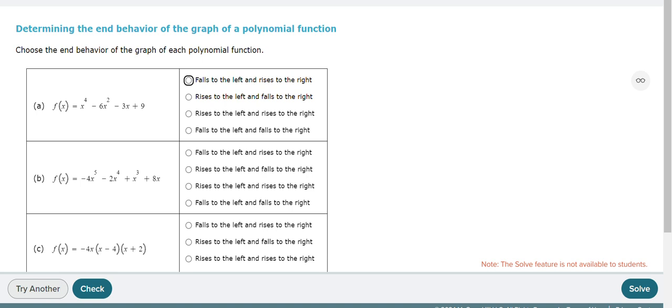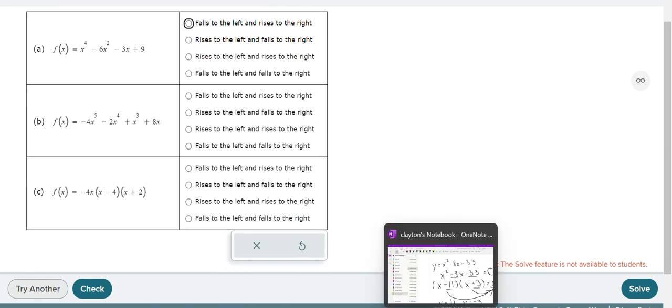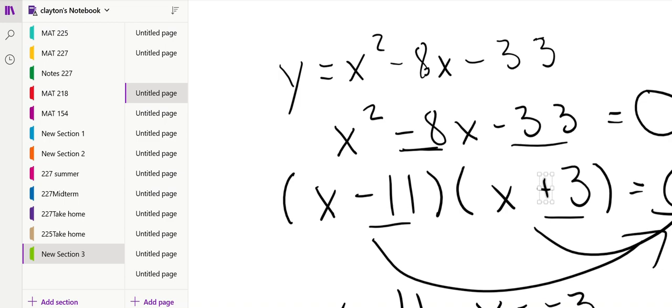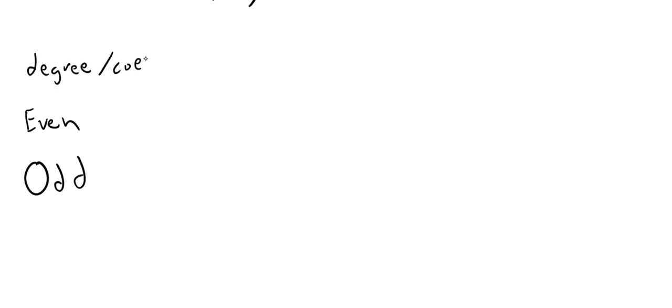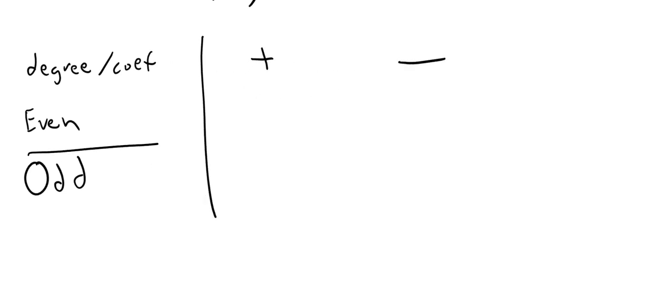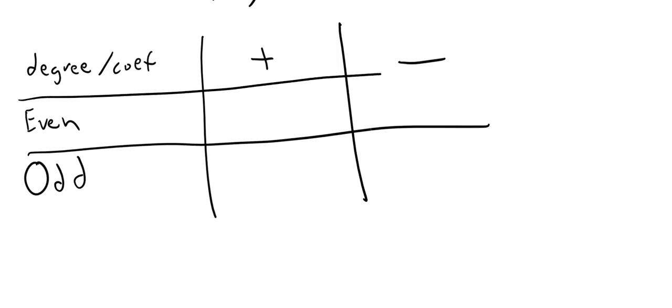Now we had rules, and I'm going to remind us here on my whiteboard for all these things. I created a little matrix for us, right? So we said we had the options. We're going to talk about even or odd. And this was the highest degree. And then we also had coefficients. And really what we were considering was whether it is positive or negative. And we made this whole chart here.